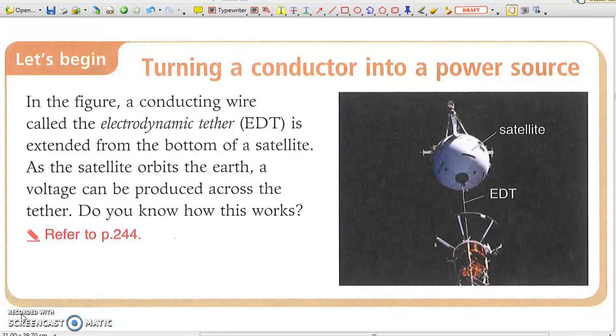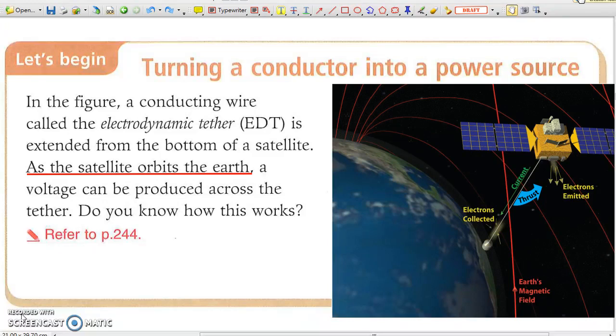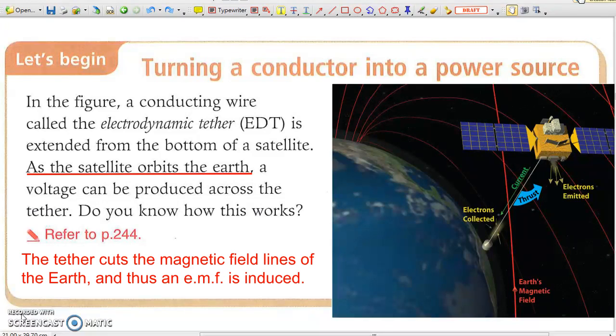In the last chapter, you learned that a conductor cutting magnetic field lines may induce an EMF. In the figure, there is a conducting wire named electrodynamic tether, extended from the bottom of a satellite. This conductor wire cuts the magnetic field lines of the Earth as the satellite orbits the Earth. Hence, there is an induced EMF across the wire, which may drive a current and therefore generate electrical energy.